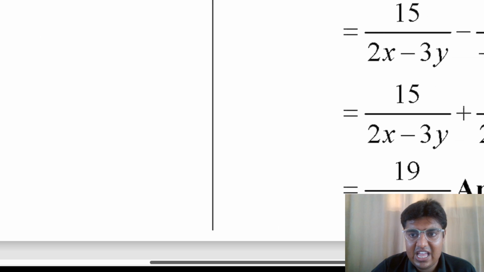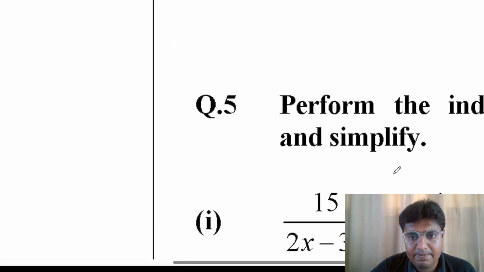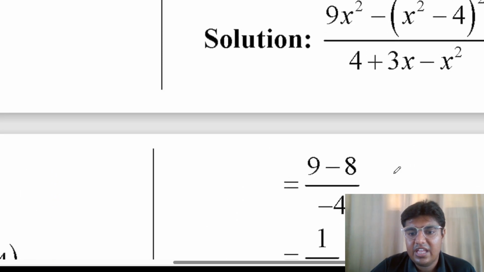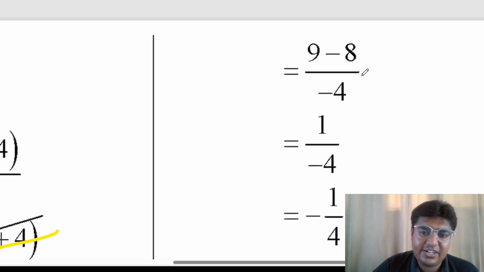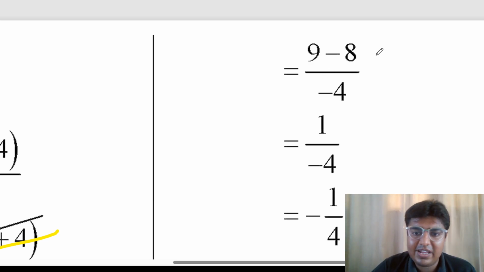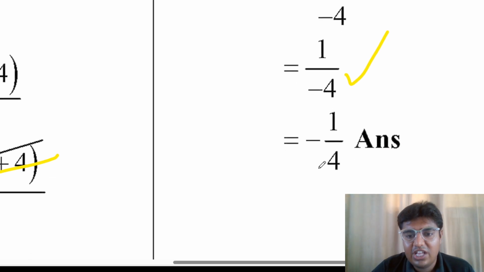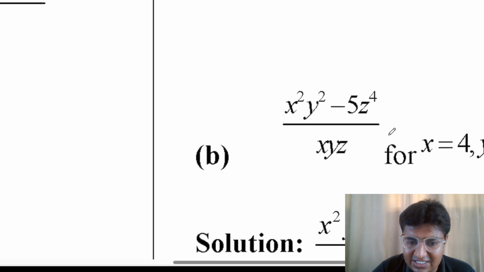Now let's see what will be the step. Yes, 9 minus 8 over -4. 9 minus 8 is 1. So 1 over -4. You should also know that whenever the sign is in the denominator, it is always considered as with the numerator. So -1 over 4 will be your final answer.